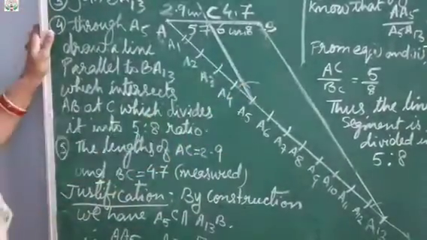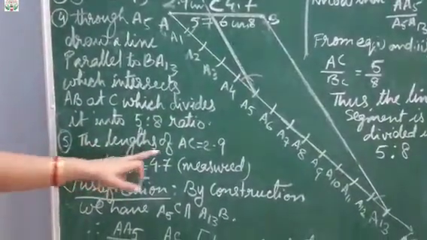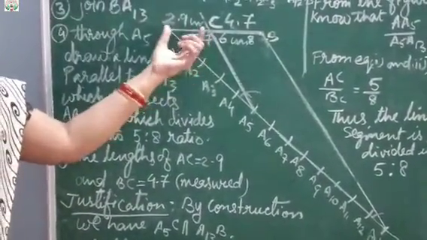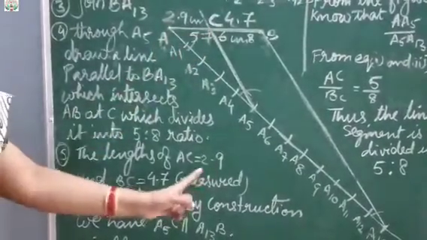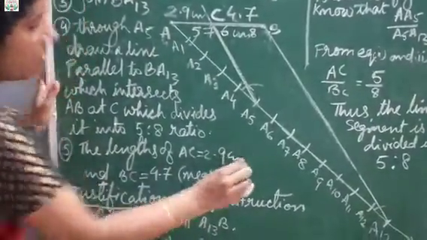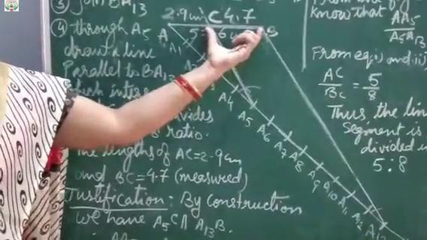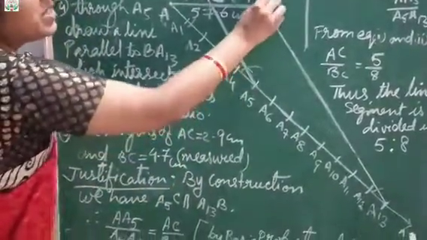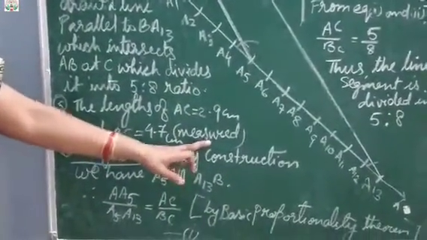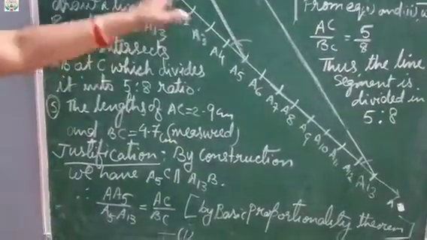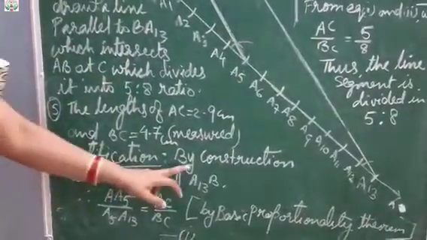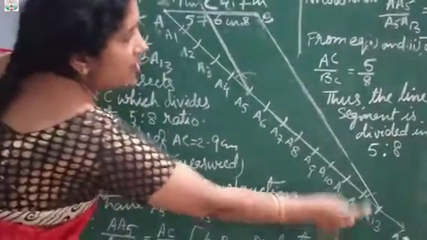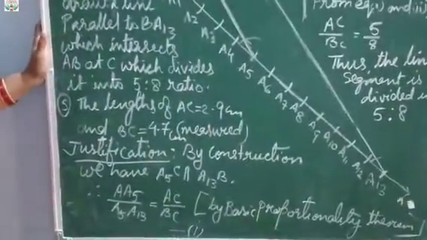Okay, 5:8 ratio. Now the length of AC, how much will this be on measuring? We have done it with the scale. On measurement of this AC, how much did we get? That is 2.9 cm. And when BC is measured with the scale, how much did you get? That is 4.7 cm. Okay, it is measured, that is why I have written here measured. Then now the justification. The construction part is over. Now the justification: by construction we have A5C parallel to A13B. Right, parallel lines we have drawn.